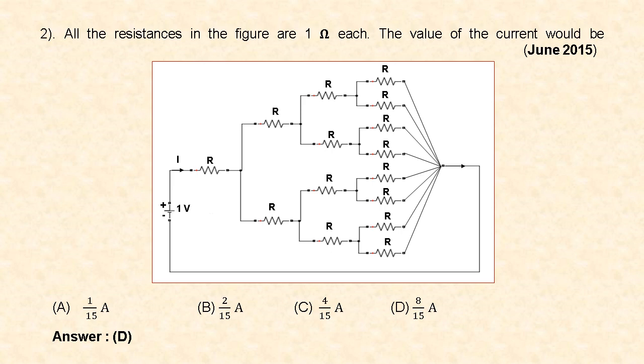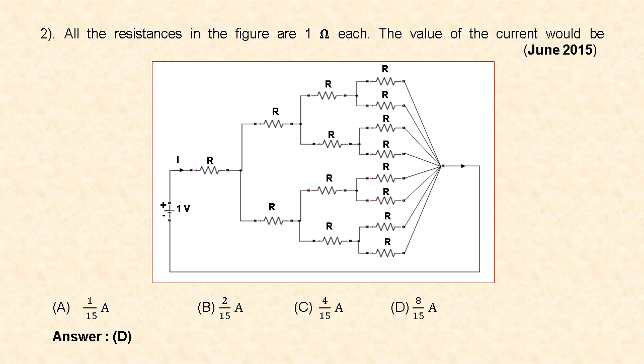Second question, all the resistances in the figure are 1 ohm each. The value of current will be. This question was asked in June 2015. Here they have given the circuit, and for that circuit they have asked to find the current I. Options are 1 by 15 amps, 2 by 15 amps, 4 by 15 amps and 8 by 15 amps. Answer is option D. For solving this circuit, we have to proceed from the right side.